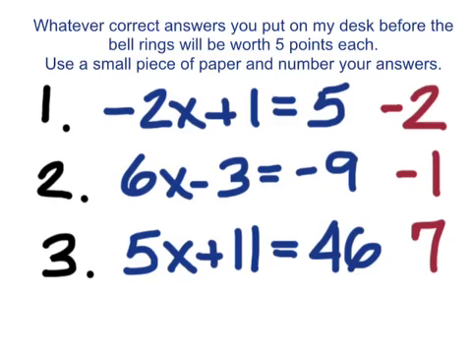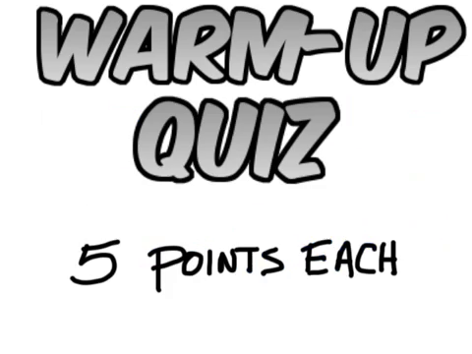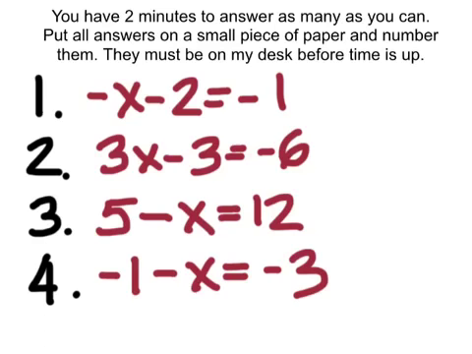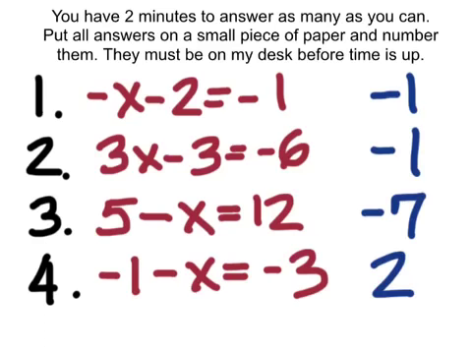If you have -2, -1, or negative or +7 in any form whatsoever, come up and show it to me and tell me how many you have right. Warm-up quiz. 2 minutes begins now. All right, the answers are -1, -1, -7, and 2.